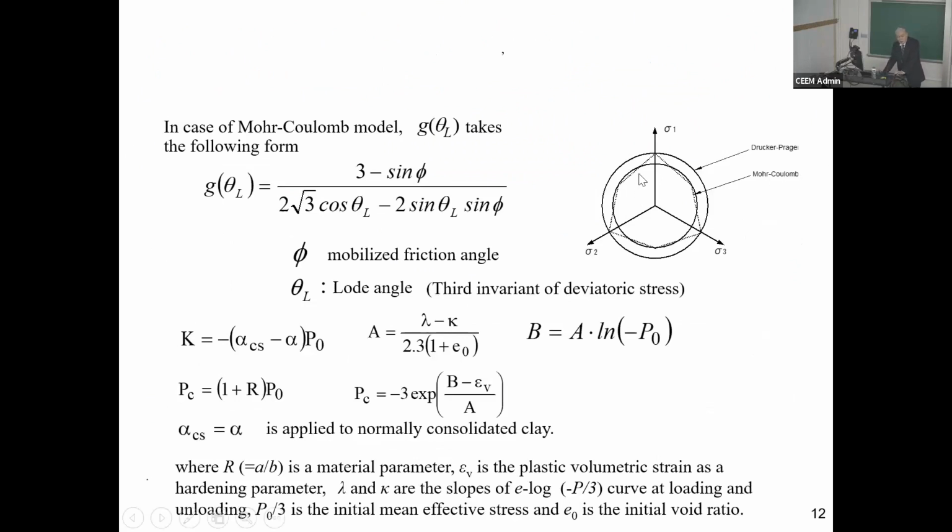So, in the pi plane, g(theta) L takes this function and the shape is just a pyramid line. So this one is a Drucker-Prager.